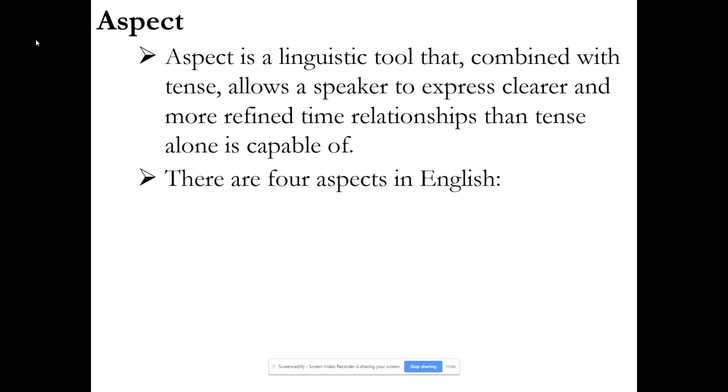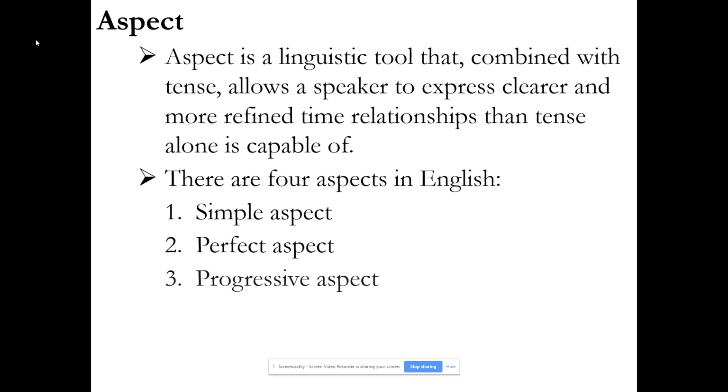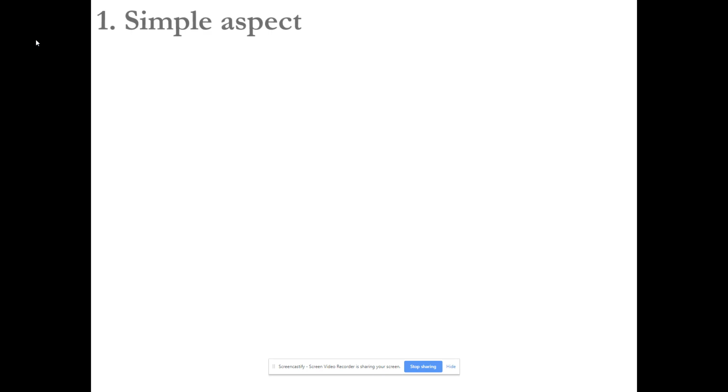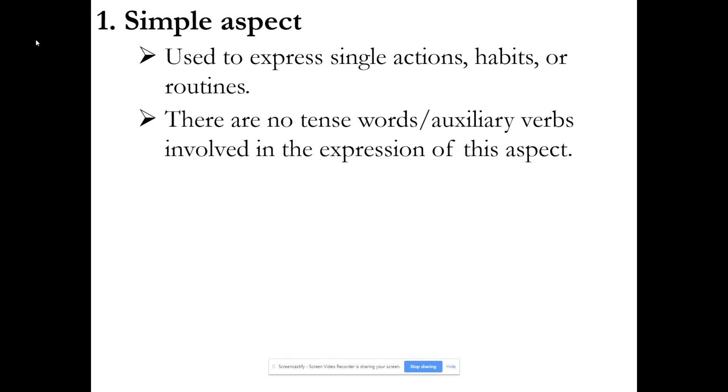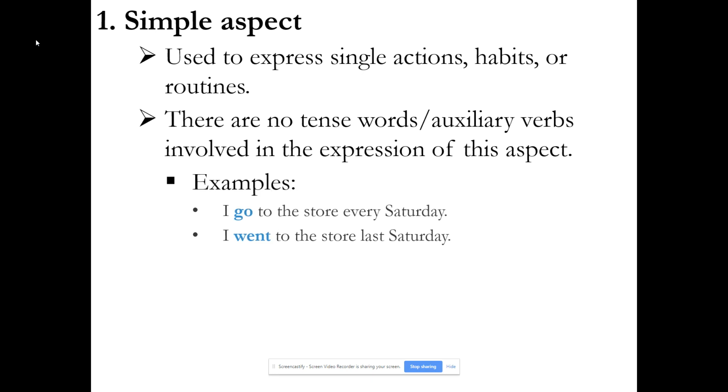So there are four aspects that we talk about in English: simple, perfect, progressive, and perfect progressive. So the simple aspect, right? The simple aspect is used to express single actions, habits, or routines, right? So there are no tense words or auxiliary verbs involved in the expression of the simple aspect, right? So I go to the store every Saturday. I went to the store last Saturday, right? These are single actions, or in this case, they're actually habits, right?